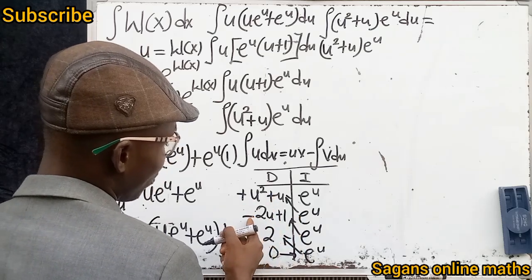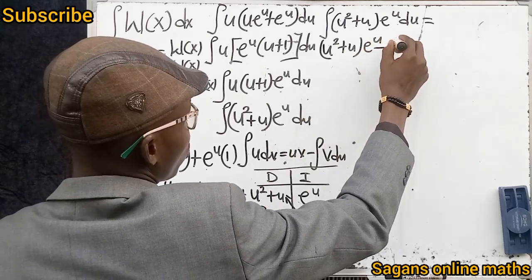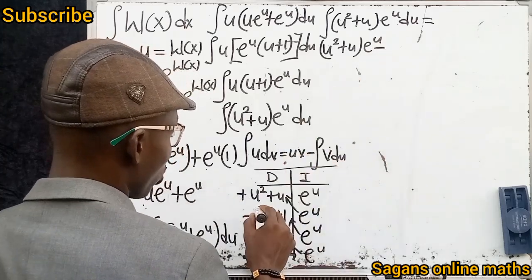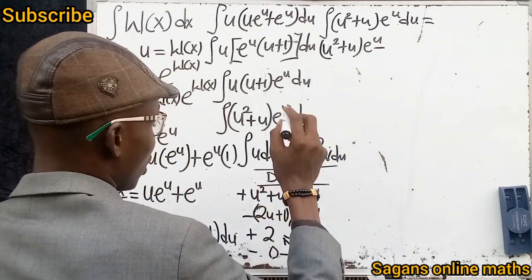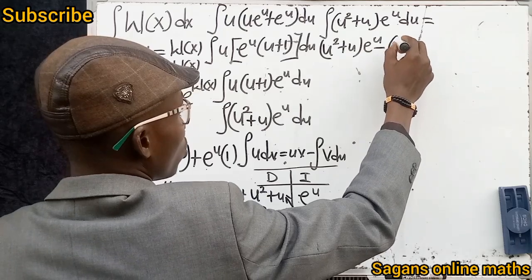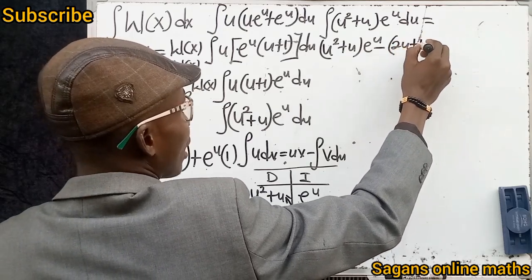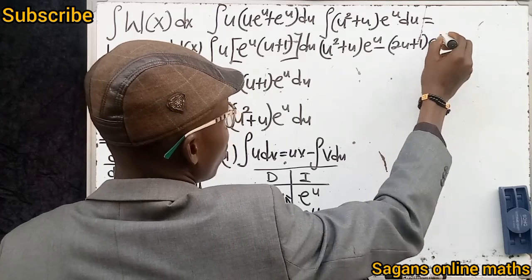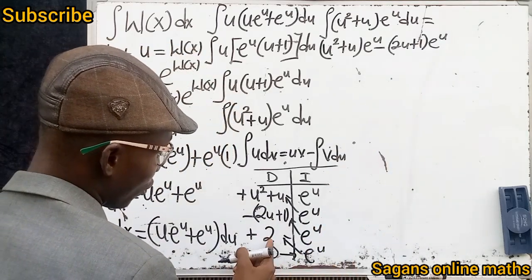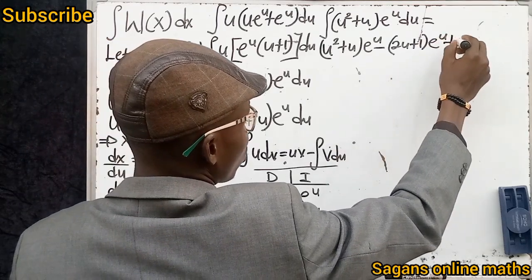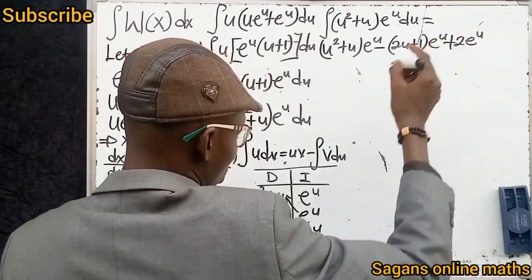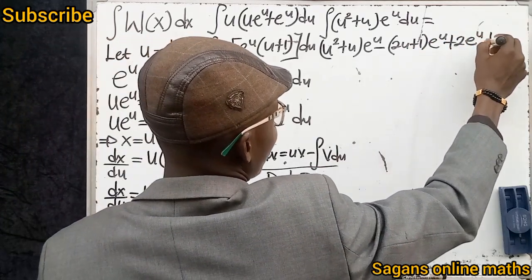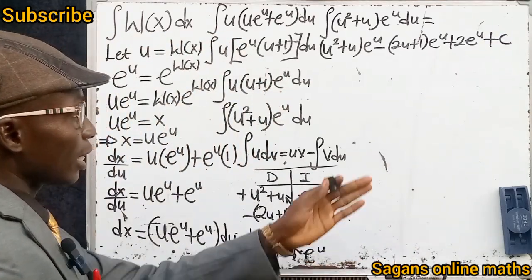Then let's work with this. You can see minus is here. This is minus, but this has to be in parentheses. Minus (2u plus 1) multiplied by e to the power of u. Then here you can see 2 times this gives us plus 2e raised to the power of u. Then 0 times this is still 0. So we just add our integration constant C. You can see this is the answer.